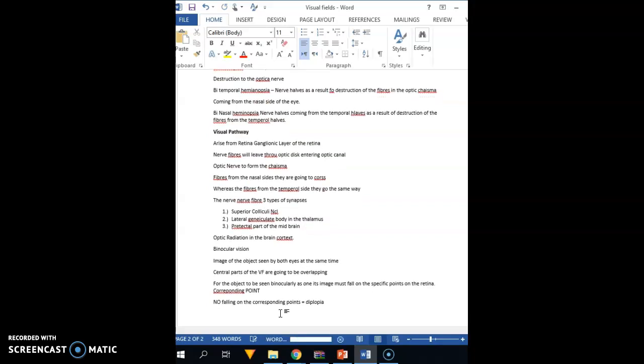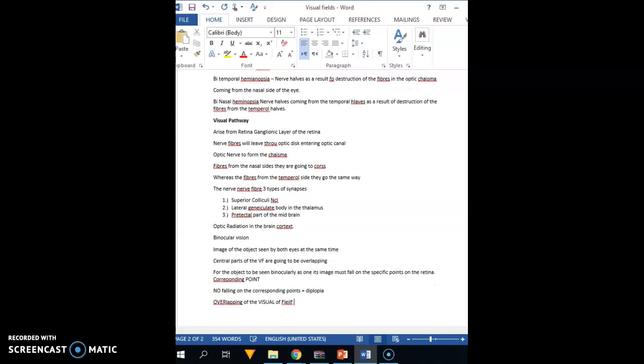Now guys, I want to talk to you about the keywords for binocular vision if you ever want to explain it. Remember, it's overlapping of the visual field. This is the keyword, overlapping of the visual field. That'll get you all the marks in the test. You also need to mention that there are corresponding points on the retina. Please don't forget these words in the test. So let me repeat them: the central parts of the visual field are overlapping, and their corresponding points are on the retina.